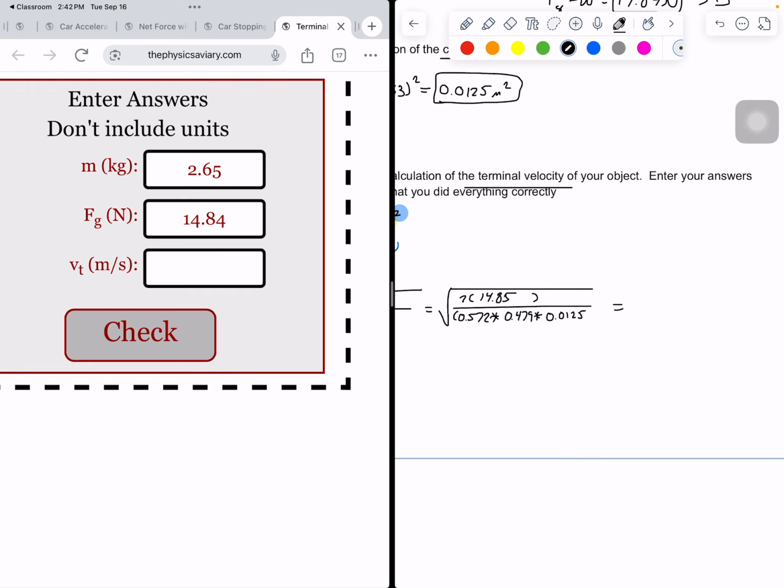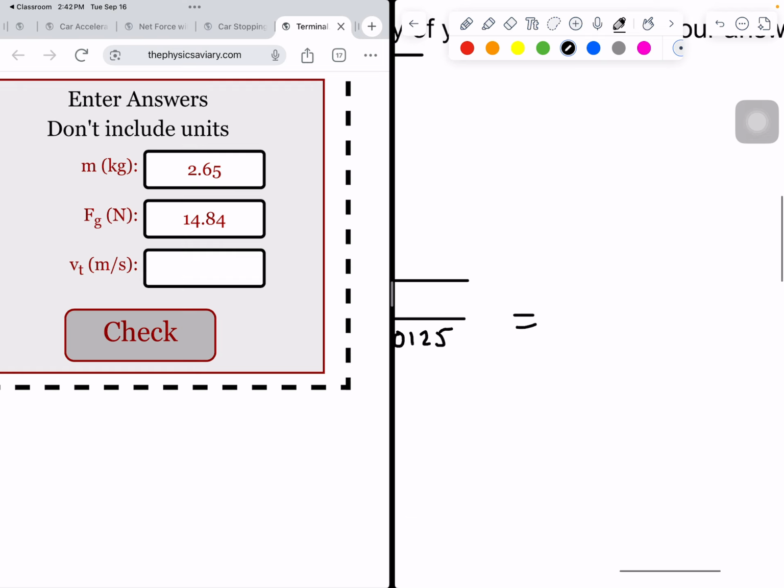Go ahead and take a moment to put that in your calculator. See if you can get a value for terminal speed. All right, I'm getting a value of about 93.1 meters per second.